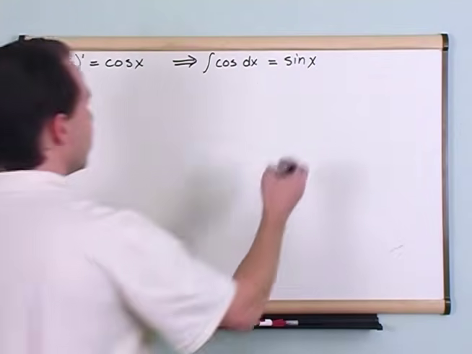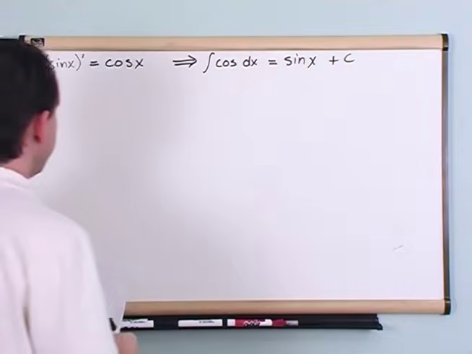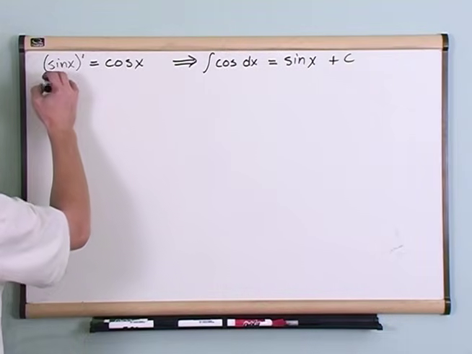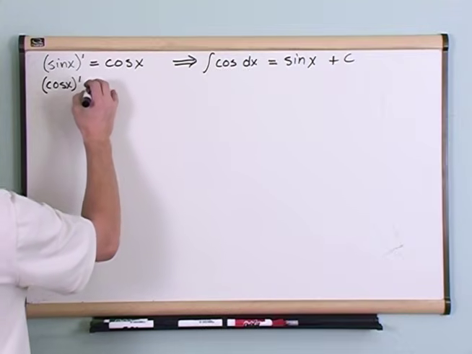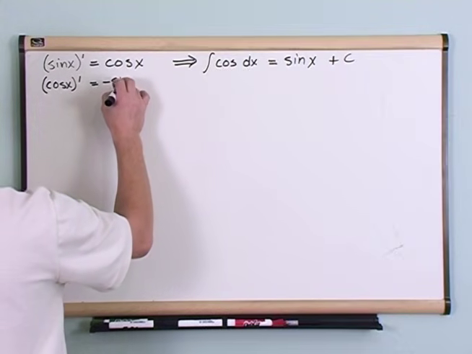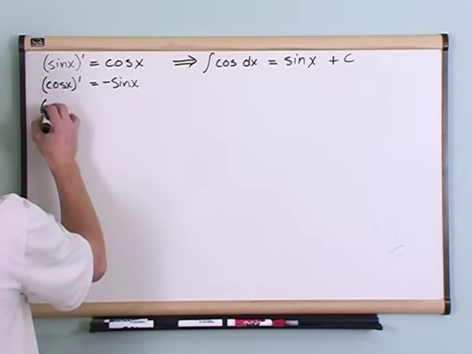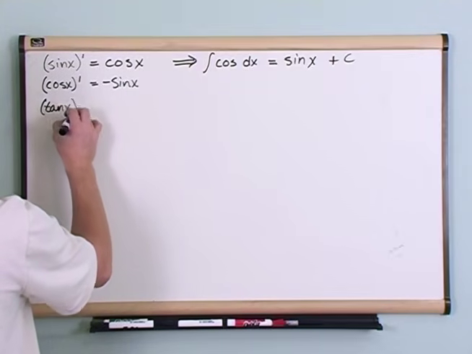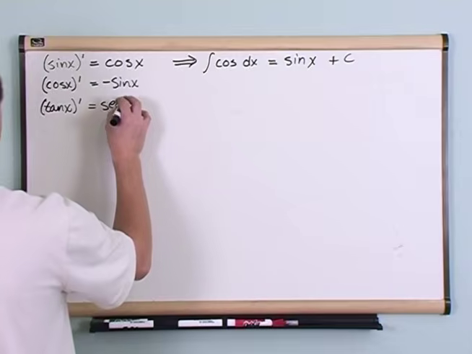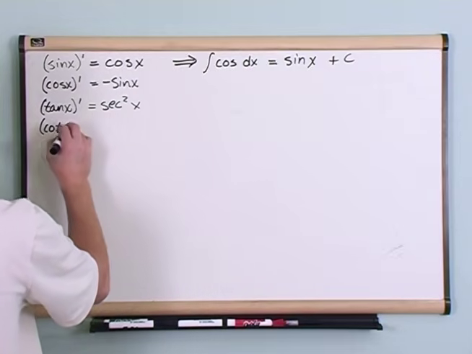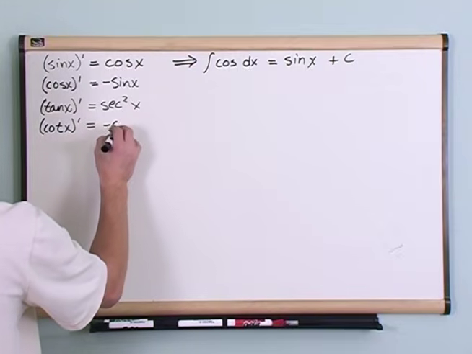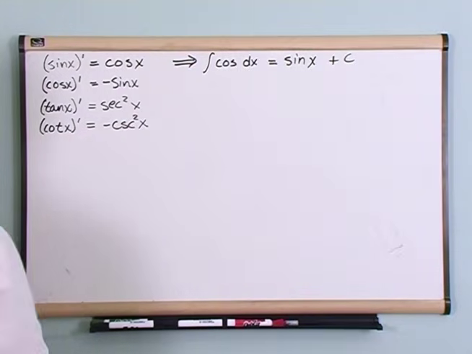And then you always have your plus constant out over here. So I'm going to go ahead and write down basically all of these. Cosine of x, you take the derivative, you get negative sine of x. And if you remember back, the derivative of tangent is secant squared of x. The derivative of cotangent is equal to negative cosecant squared of x.